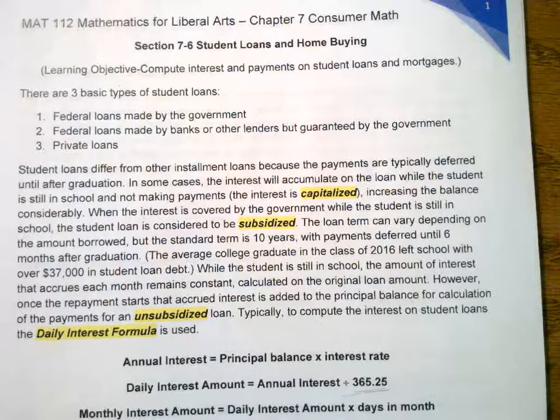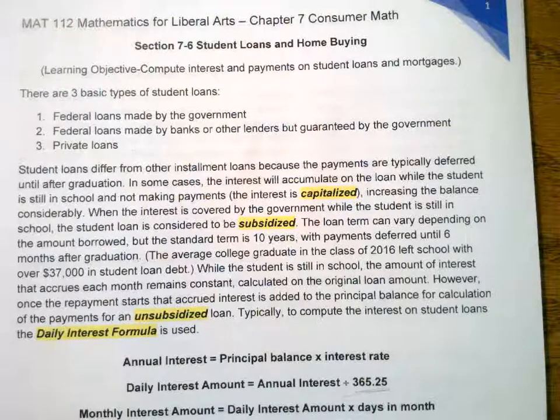However, once the repayments start, that accrued interest is added to the principal for calculation of the payments on an unsubsidized loan. So you bring that interest in with the principal, and then that whole amount is going to start accumulating interest.